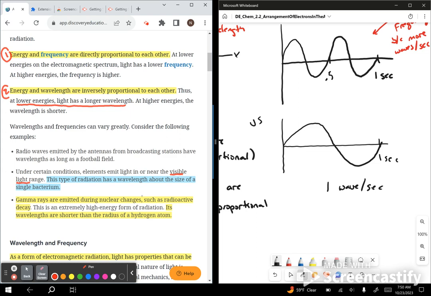Perspective. Also, this other interesting part, gamma rays are emitted during nuclear changes. When you take a look at the electromagnetic spectrum, the most energetic, most damaging, most dangerous radiation is gamma rays. And those are generated through radioactive decay. And their wavelengths are shorter than the radius of a hydrogen atom. So we're talking very, very small.